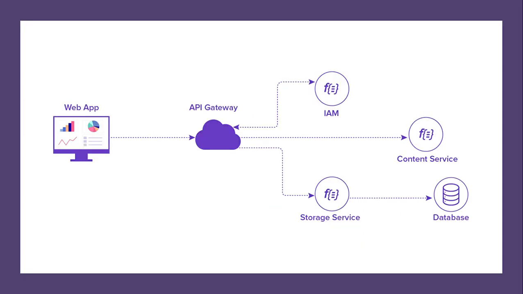So you can see here Microsoft Azure Functions. We can have different functions for storage service, content service, identity and access management, and each service can talk to other services, third party, or through a database or to a database. All these can be accessed through API gateways.